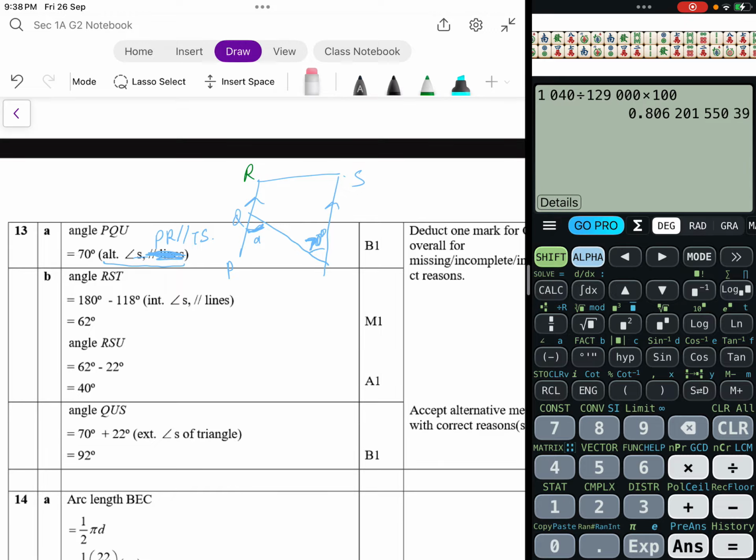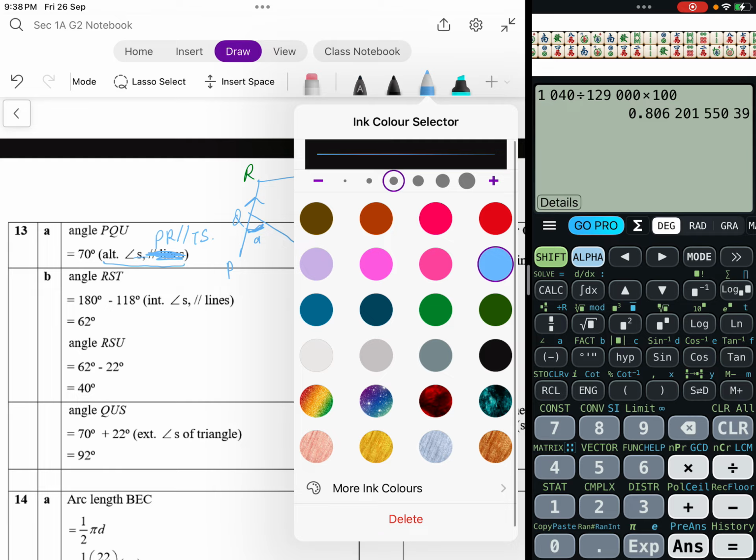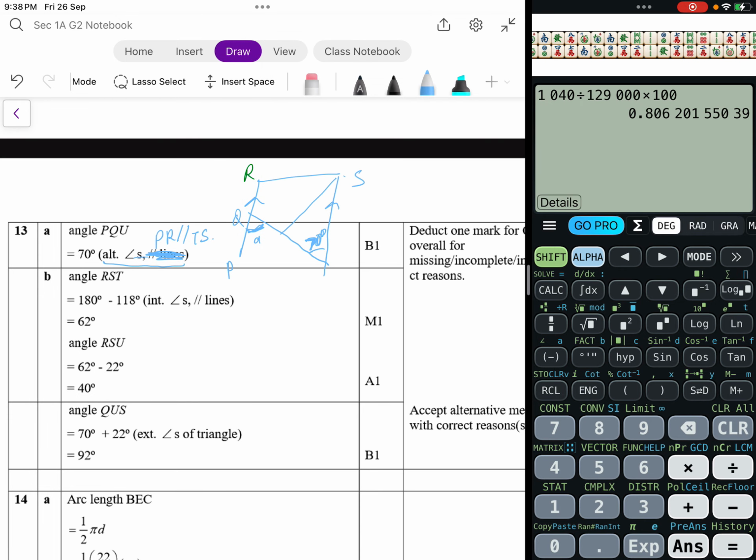Oh wait, U is here, right? U is here. Okay, RST will be here. RST is here. Okay, then here is 22. Okay, so how do we find RST?